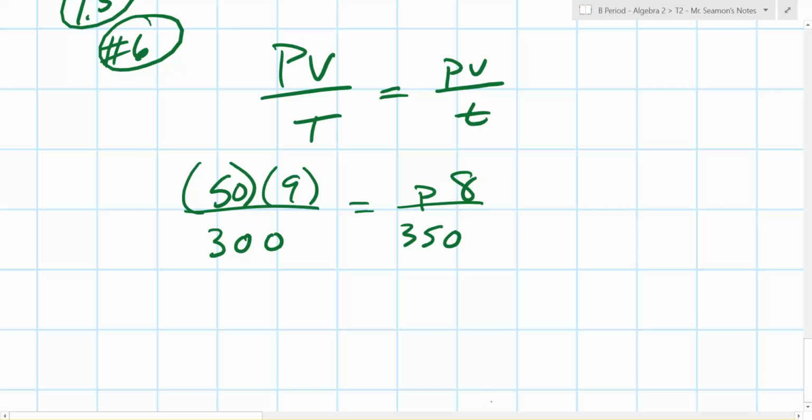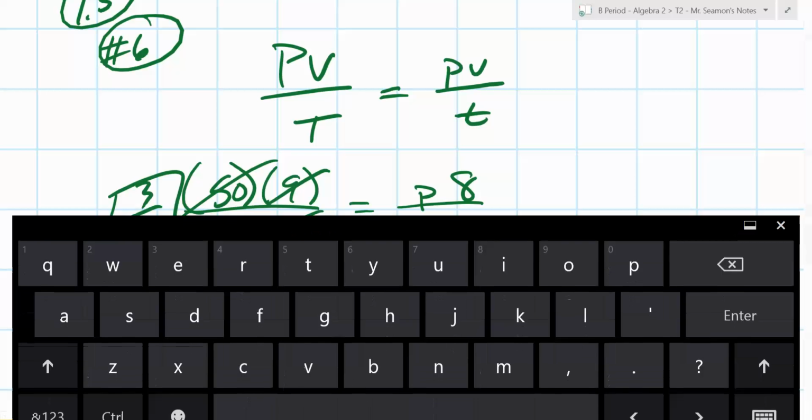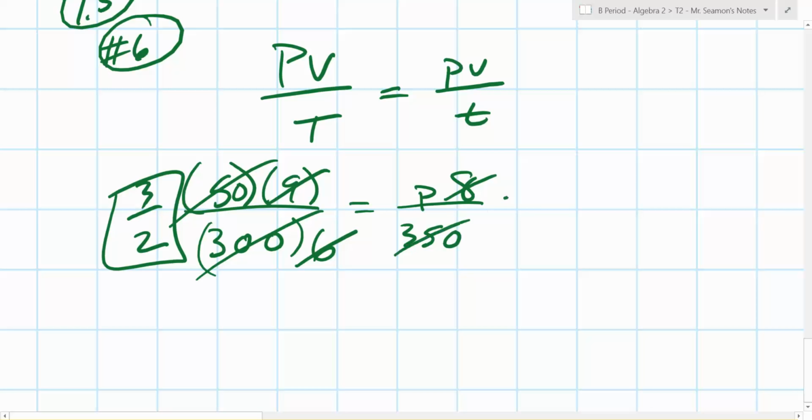Solving for P. You can cross multiply, sure. You could cancel first. Like, how many 50s are there in 300? 6. That makes it 6. What's 9 over 6? 3 over 2. So that whole left side simplifies to 3 over 2. What's half of 8? What's half of 350? Come on. 175, right? I like simplifying the fractions first.